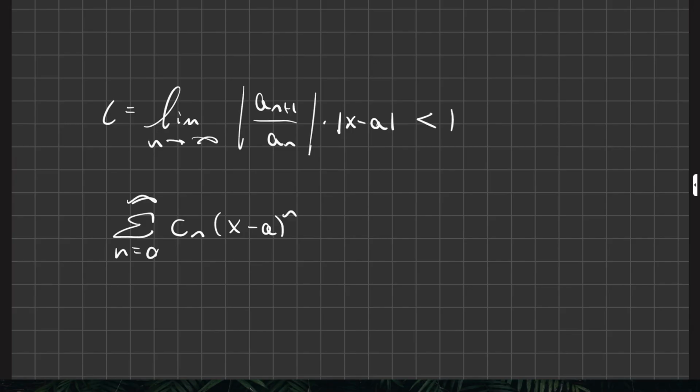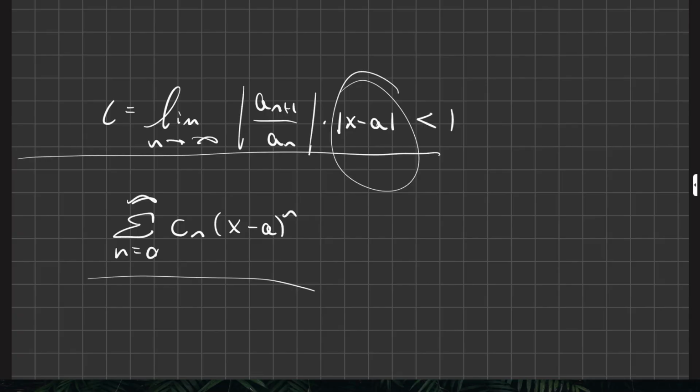So this is the process. Just recognize power series, use the ratio test, and make sure you multiply by this term, and then solve the inequality and test the endpoints. That's it. Okay, let's move on.